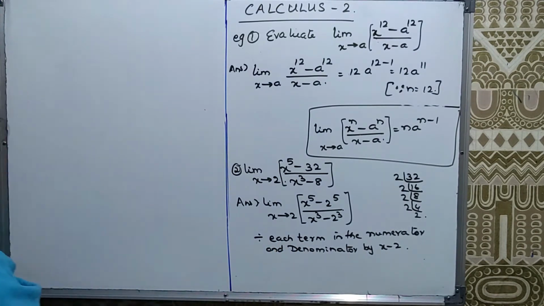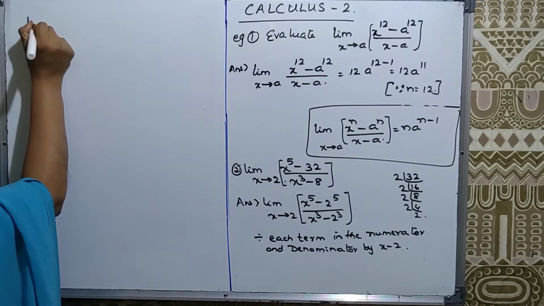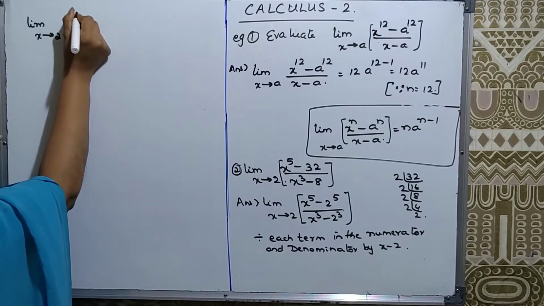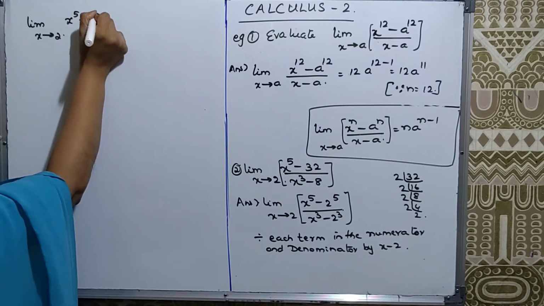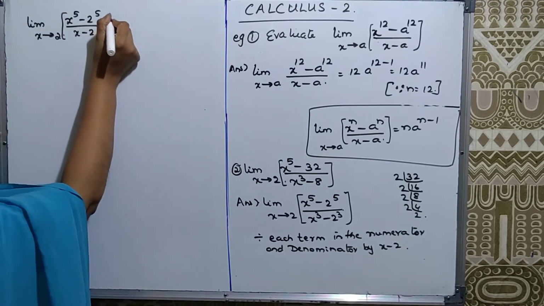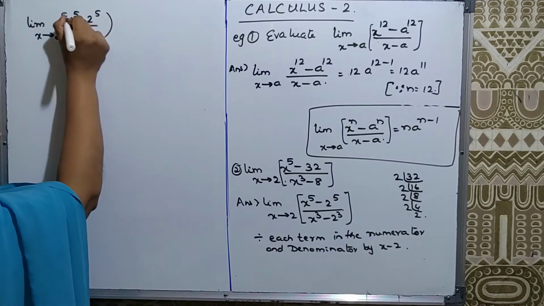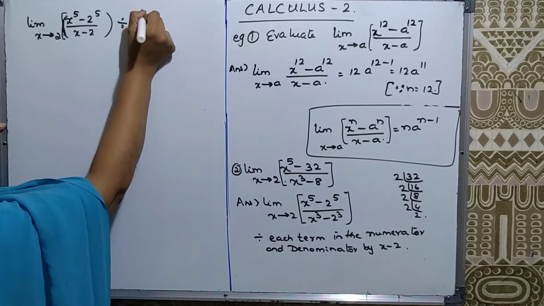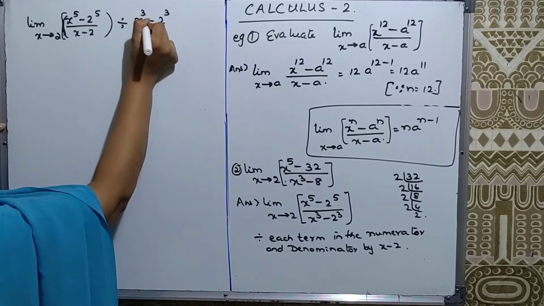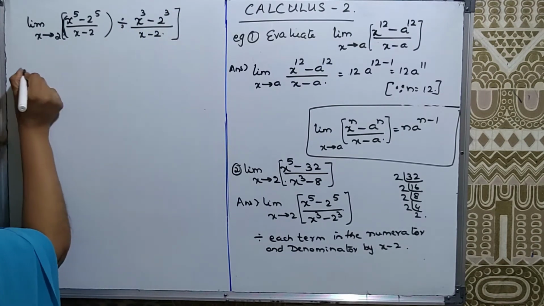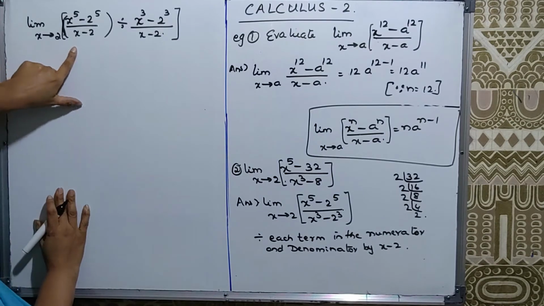So that will be equal to limit x tends to 2, x raised to 5 minus 2 raised to 5 by x minus 2, divided by x cube minus 2 cube divided by x minus 2. So we wrote it in the division form. Now it is of the form n a raised to n minus 1 actually.